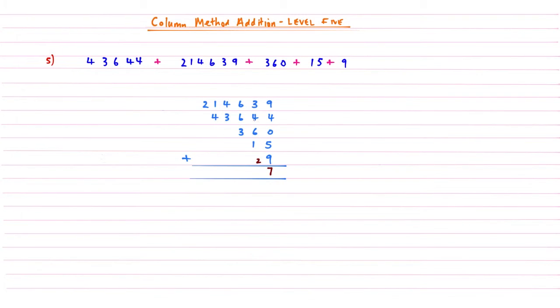So the column itself gives me an answer of 14. Then I need to add the 2, so that gives me an answer of 16. So I'm going to carry the 1 into the hundreds column and write a 6 under the tens.